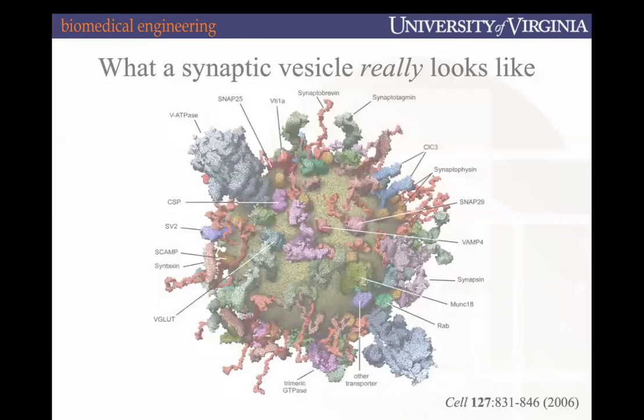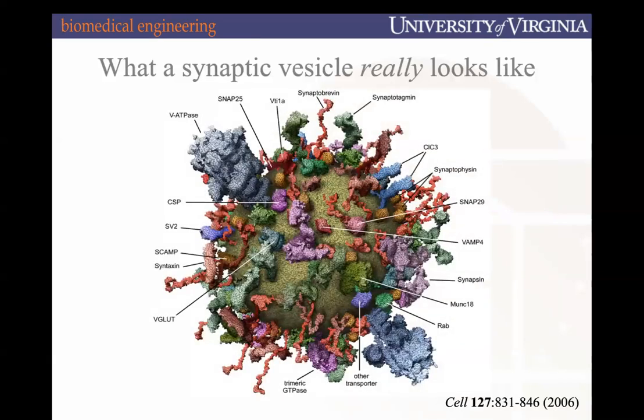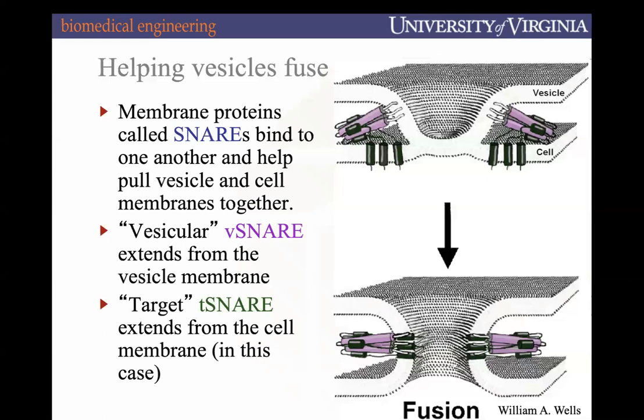What a synaptic vesicle really looks like is this. It's littered with a bunch of different proteins on its surface across a phospholipid bilayer here. One of the key proteins that we're going to focus on as it relates to botulism is synaptobrevin. So if we look at how vesicles fuse here, in general, we have this class of membrane proteins that are called SNAREs. SNAREs bind to each other and help pull vesicles and membranes together.